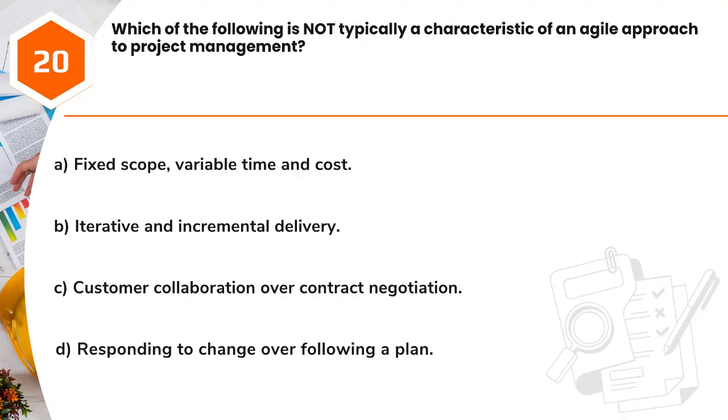Question 20. Which of the following is not typically a characteristic of an agile approach to project management? A. Fixed scope, variable time and cost. B. Iterative and incremental delivery. C. Customer collaboration over contract negotiation. D. Responding to change over following a plan.